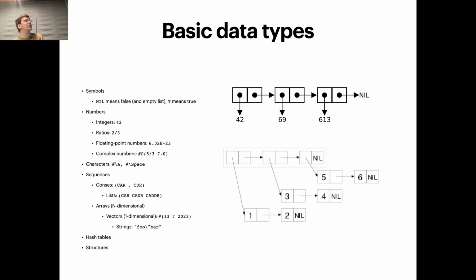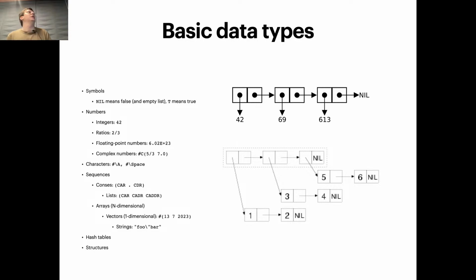So we have multiple data types: symbols, numbers, characters, sequences, hash tables, and structures. So there is a complex hierarchy. The symbols are names for things. We have special symbols nil and t. Nil can be a boolean, meaning false, or it can also mean an empty list. And t is basically a boolean, it means true.